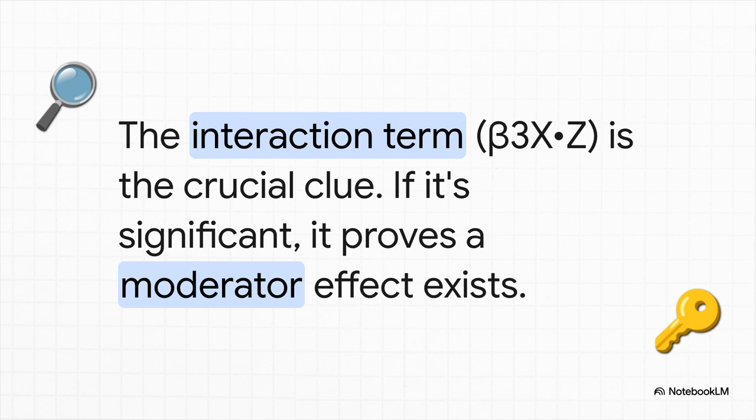Okay, the single most important part of that whole equation is this little piece right here, the interaction term. This is the specific clue researchers are looking for. When they run their numbers, if this term pops up as statistically significant, that's the smoking gun. It's the signal that, yes, a moderator's at play. This has been the gold standard for decades. But there's a huge problem with it.